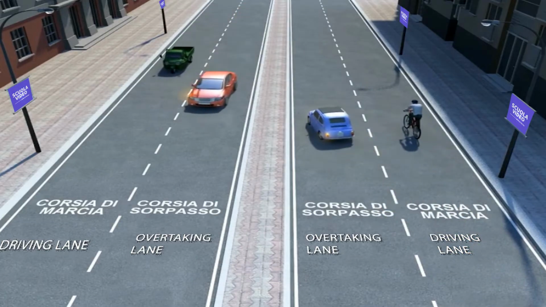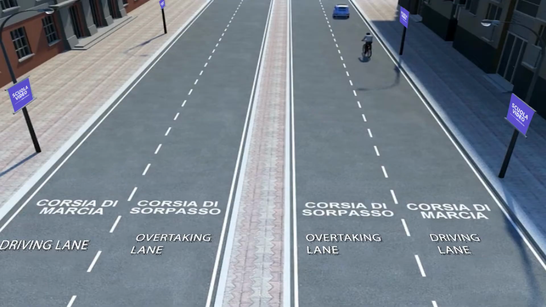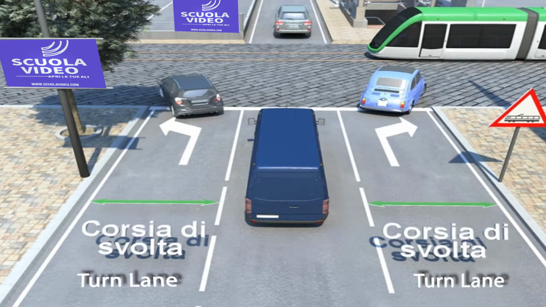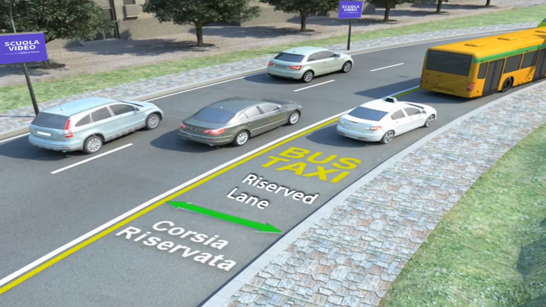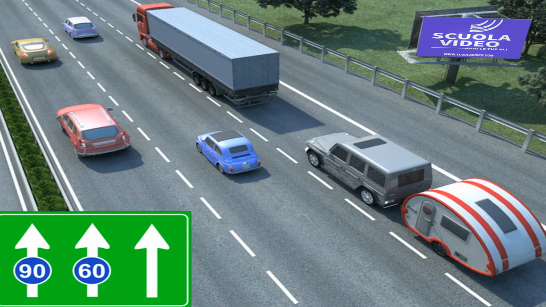Lane intended for the normal running of vehicles. Overtaking lane intended for overtaking. Specialized lane used for example for vehicle turning maneuvers. Lane reserved for the circulation of certain categories of vehicles such as buses and taxis. Lane intended for emergency stop in case of breakdown or discomfort. There may be lanes on which a mandatory minimum speed imposed by the road owner must be observed.